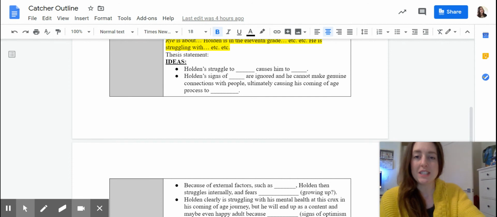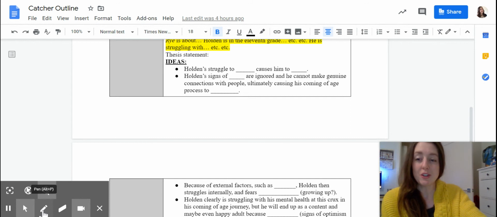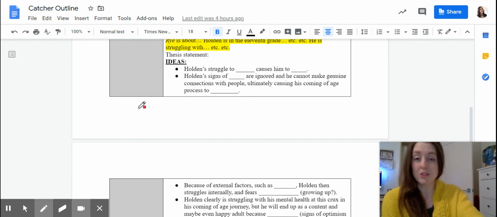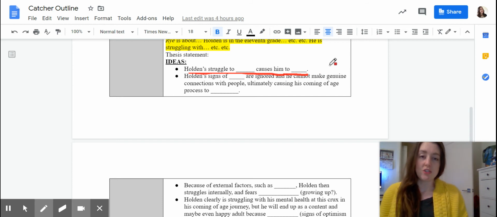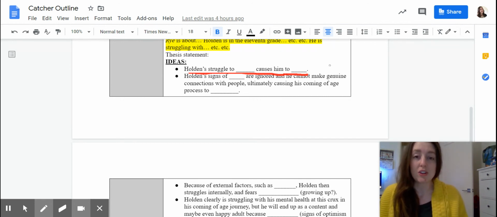And there are some ideas for thesis statements, which is probably the hardest part. So you don't have to use these at all if you don't want to. You may have some ideas, but I wanted to get people started who maybe wanted some additional ideas. So things like this, Holden's struggle to blank causes him to blank. So his struggle to come to terms with his brother's death, his struggle to find connections with people around him, his struggle to confront his impending adulthood and maturity.